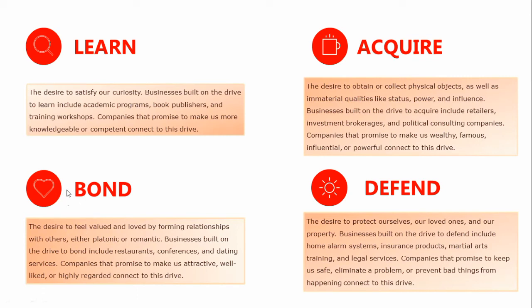We have the business models that rely on bonding, for example, restaurants or conferences or dating services. These companies promise to make us attractive, well-liked, or highly regarded. For example, Facebook last year introduced a dating function, I think, in their platform. It didn't work well, but they relied on the bonding function of the human. Now let's move to another function. It's the acquire, and all these functions actually are introduced in the desires. Okay, so we have maybe the desire to obtain or collect physical objects, or have a status in our world. So this desire is called an acquiring desire.